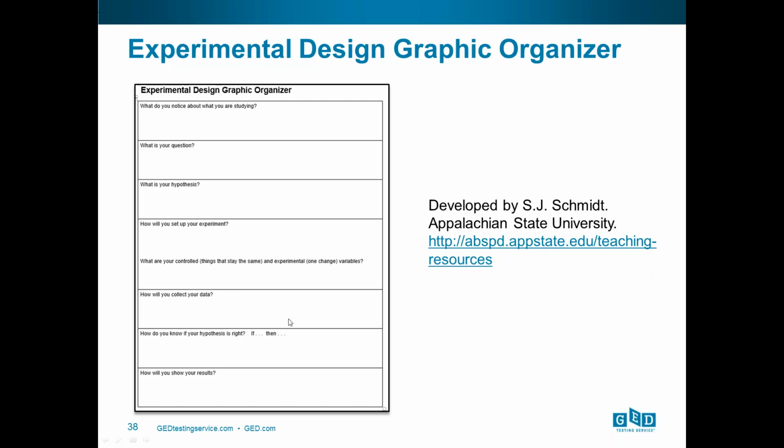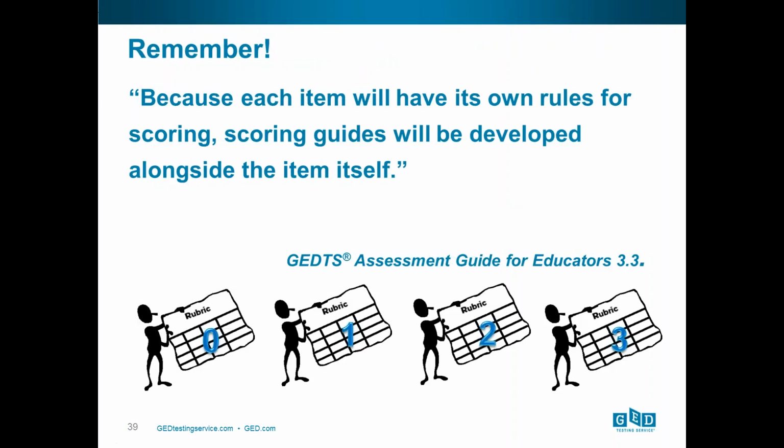So Bonnie, let's talk a little bit about the scoring rubric, because the ones that we just looked at, each one was different. I think it's important as we go through that everyone remember that each item is going to have its own rules for scoring. So, they do the scoring guides, they develop those when they're developing the item itself. But you're going to see something very different for the scoring between an experiment and one where you're just explaining something.